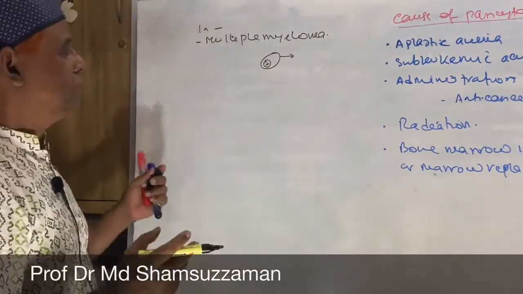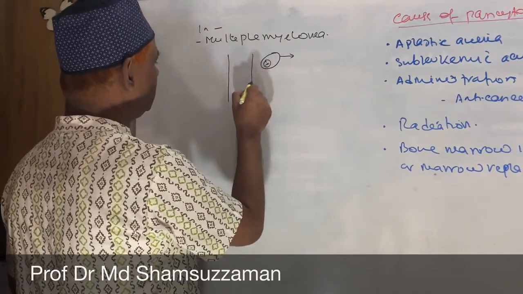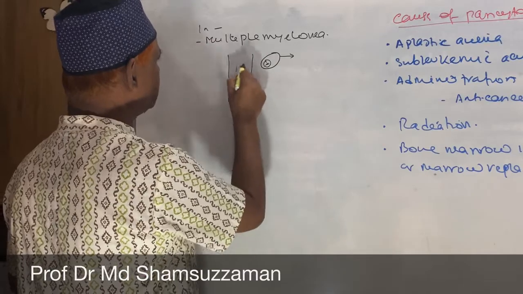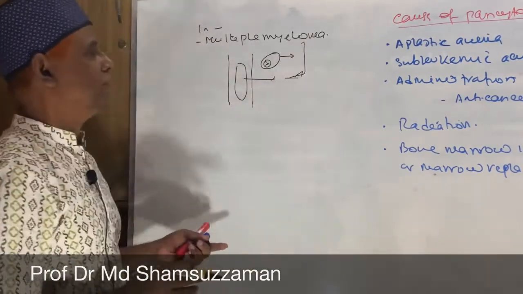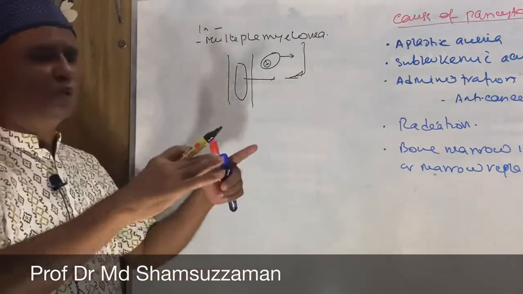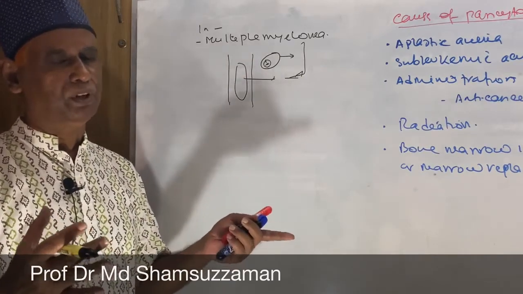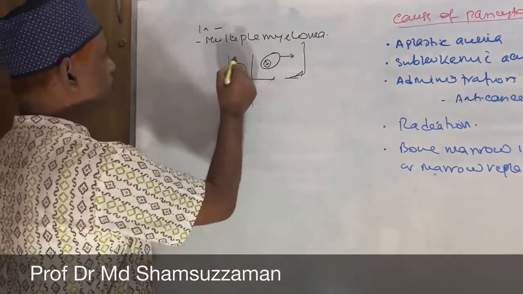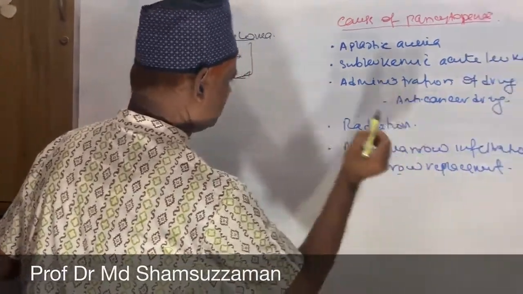This plasma cell in the bone marrow develops a cancer that is called myeloma or multiple myeloma. So myeloma is the cancer of plasma cell. If this cancer occurs in the bone marrow, there will be disturbed marrow and decreased RBC, WBC, platelet production. So this is one of the causes of bone marrow infiltration or replacement.